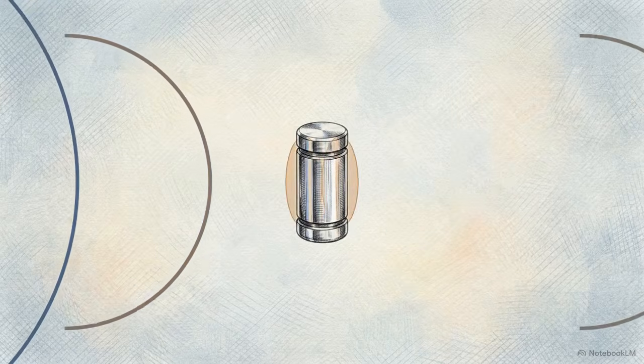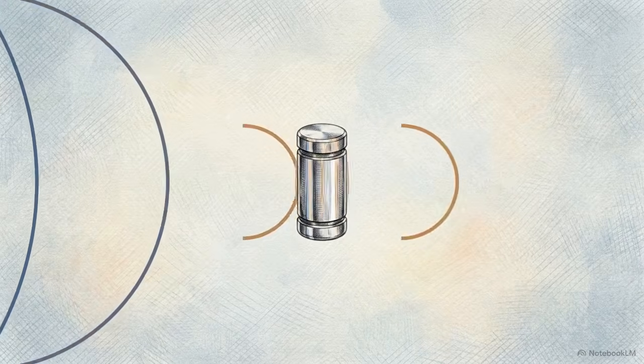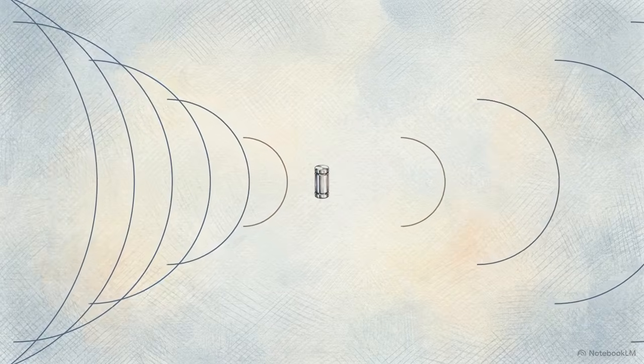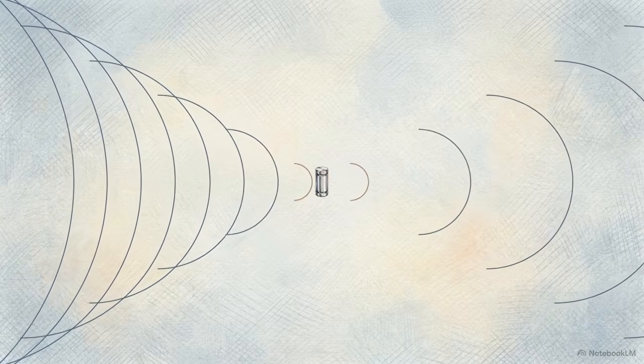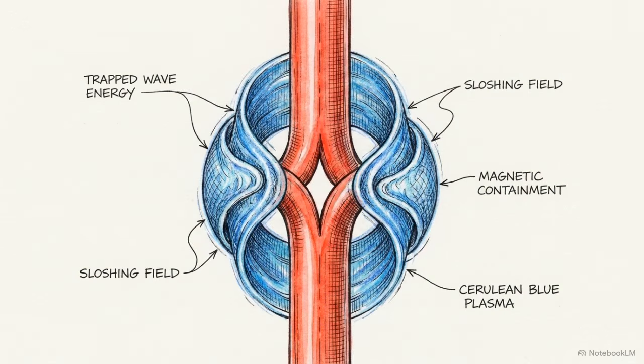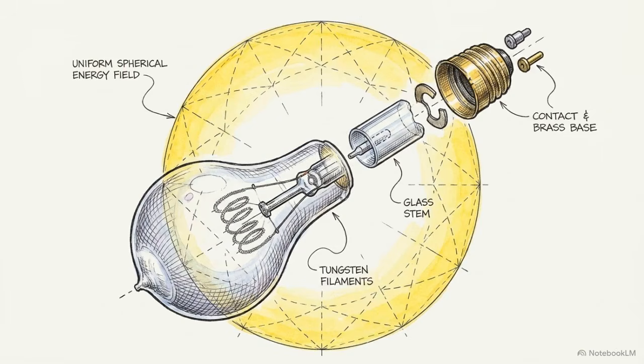Once it hits this far field, the wave is entirely independent. It's a self-sustaining ripple that no longer needs the antenna to keep moving. This pinch-off is the moment the cord is truly cut. If the fields didn't separate like this, all that energy would just fall back into the wire, and wireless communication would be impossible.